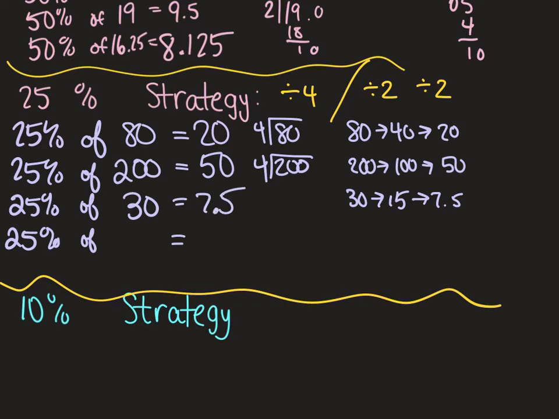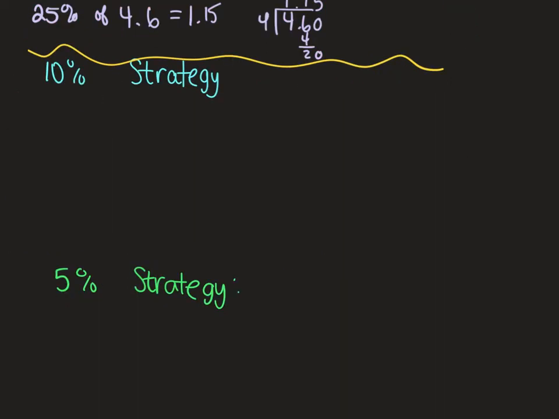How about 25% of 4.6? Yeah, why not? 4.6. I think I'm gonna divide this time because I feel like it. 4 goes into 4 once, 4 goes into 6 once, with 2 left over, add a 0, 1.15. There's my answer.